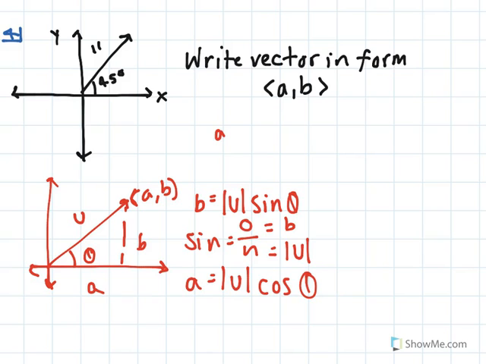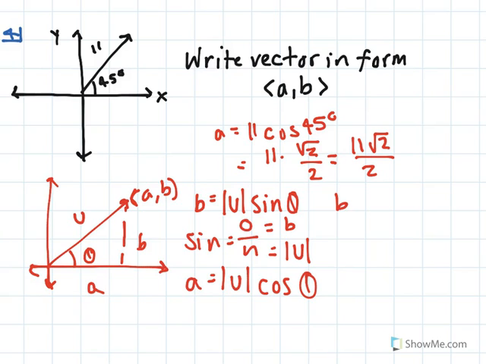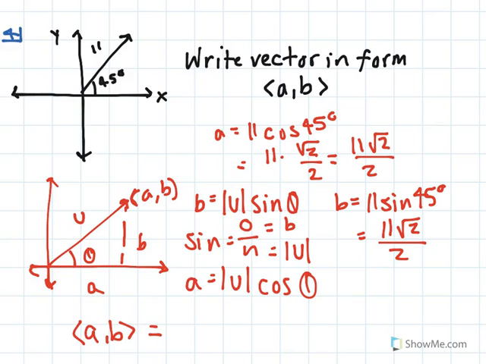We've got A equals 11 times cosine of 45 degrees, which is just going to be 11 times root 2 over 2. So 11 root 2 over 2. And B equals 11 sine of 45 degrees, which is also going to be 11 root 2 over 2. So in component form, this vector can be rewritten as 11 root 2 over 2, comma, 11 root 2 over 2.